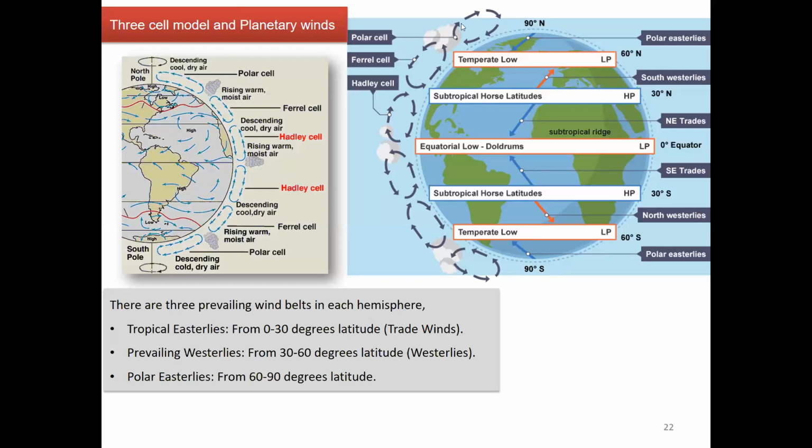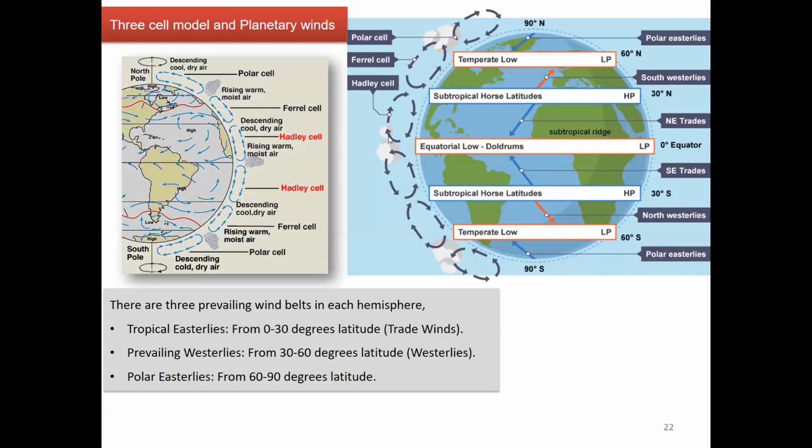These two cells are the thermal cells, governed by the temperature difference, or thermal circulation. In between these two, there is a mechanical cell that has been started because of these two cells. This is known as the Ferrel cell. Since there is warming here, rising air is moving here. Some part of it gets deflected here, and some part of it travels here.